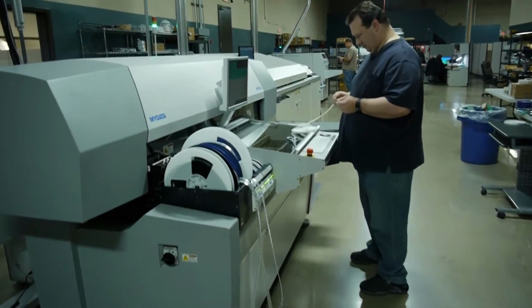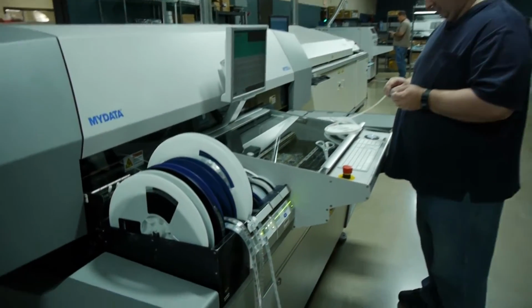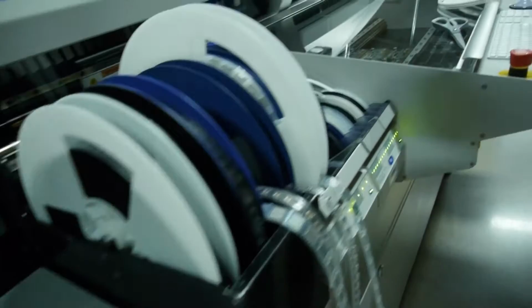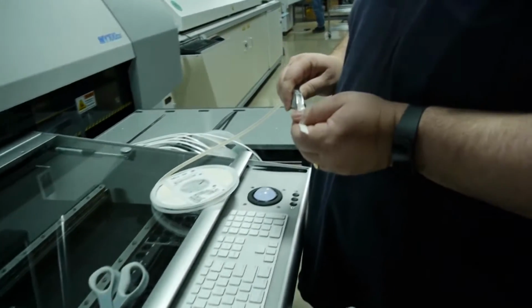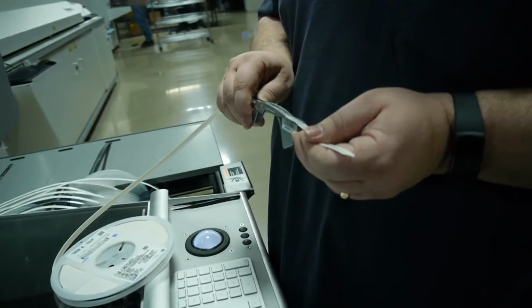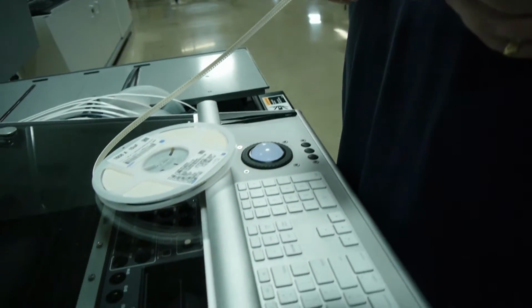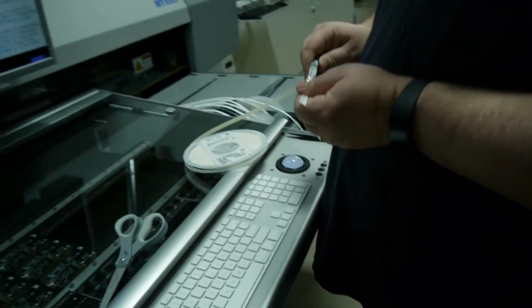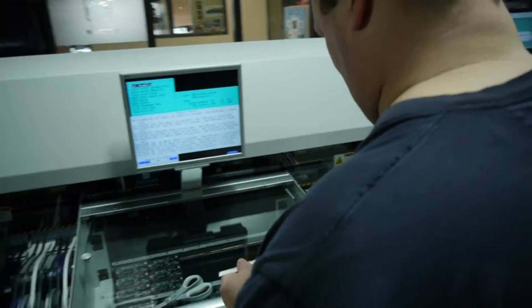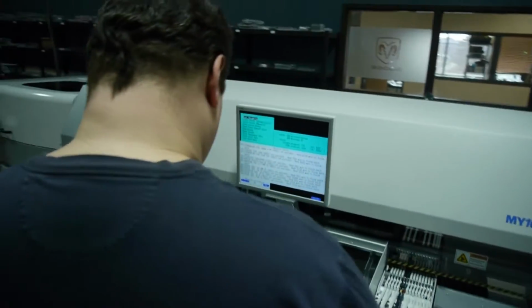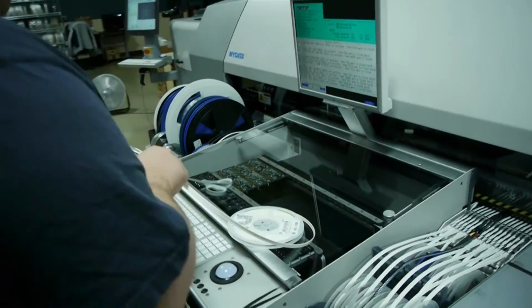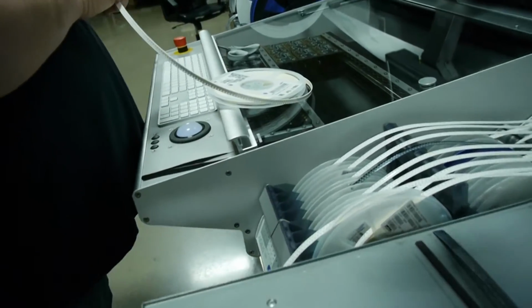This next machine is basically placing the components on the circuit board. For example, right here we are setting up one of the reels going into the machine. The machine will be picking up those itty bitty tiny small components and placing them on the circuit board.